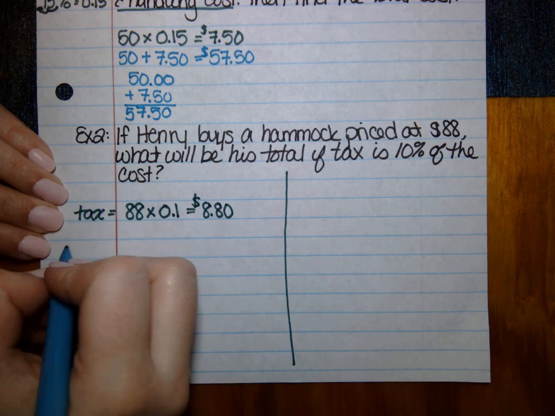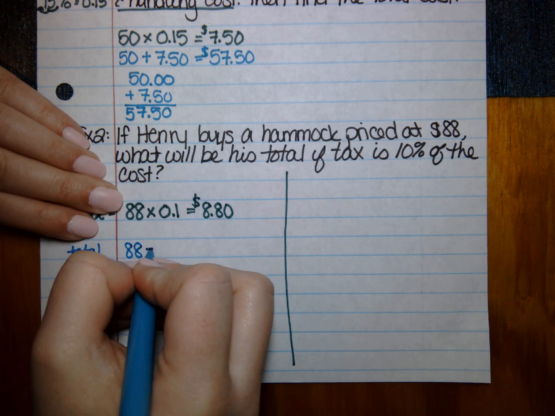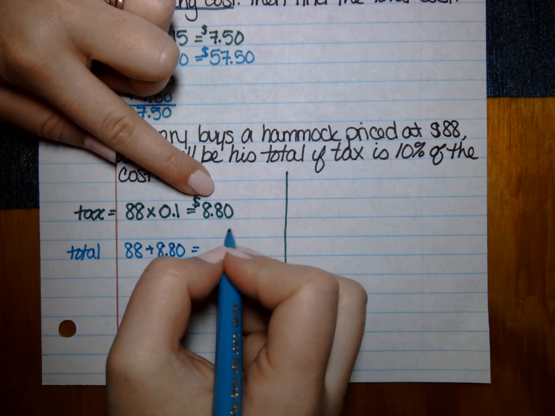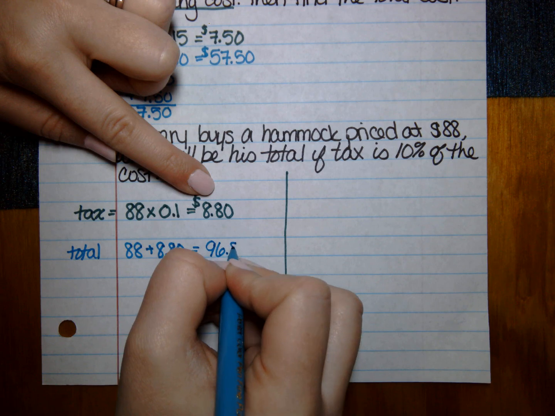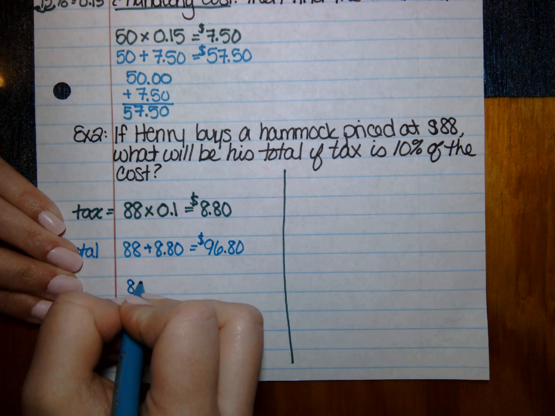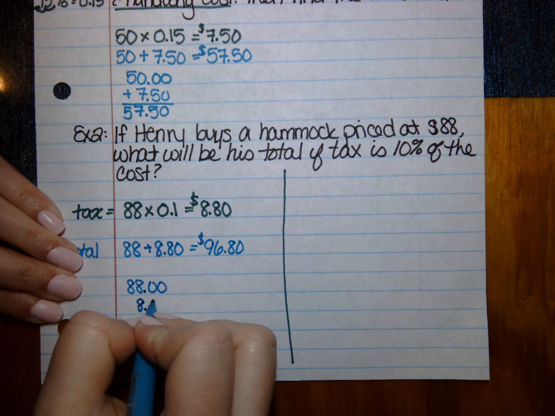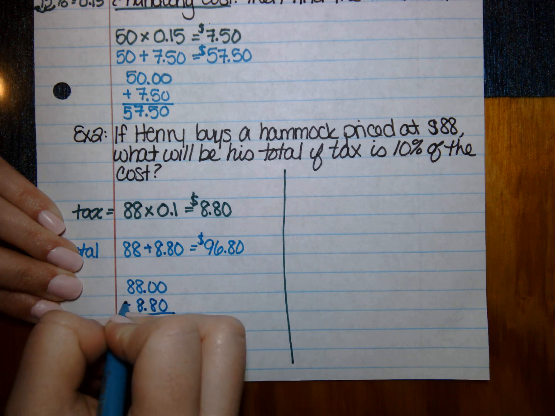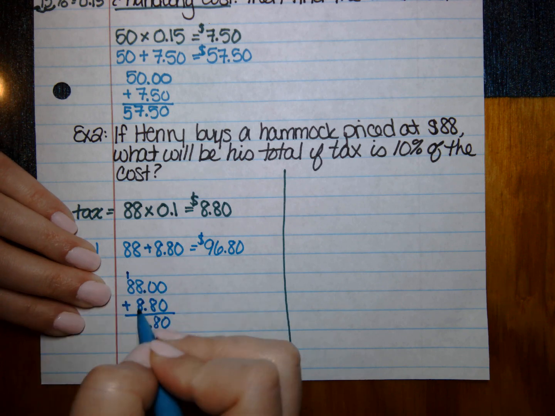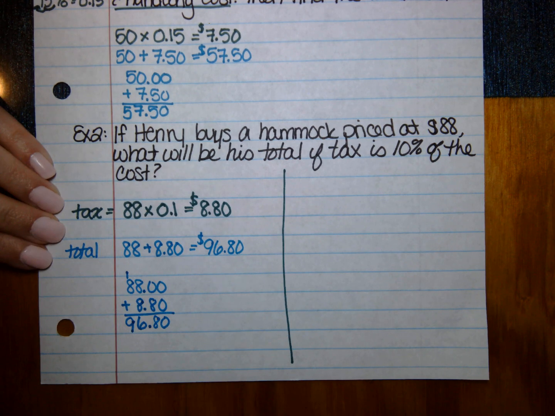Now when I find my total, I'm going to do the original cost, $88, plus my tax of $8.80, which is going to give me $96.80. Again, you can set it up vertically by adding a decimal and 2 zeros because it doesn't change the value. Stack your decimal places. When you add in your tax, 8 and 8 is 16. Carry your 1. 8 plus 1 is going to give you 9. So this is one way of doing it.